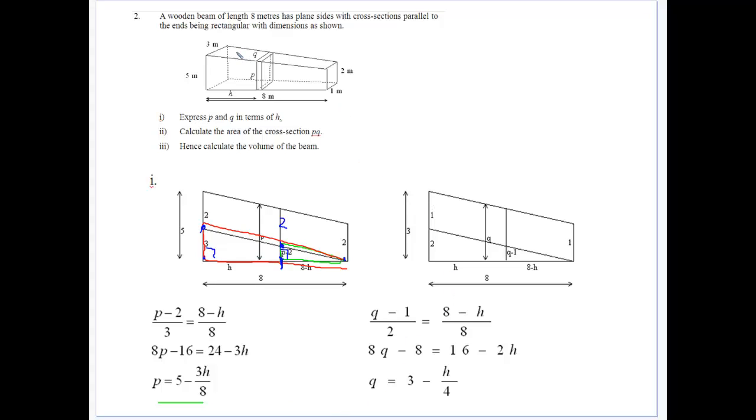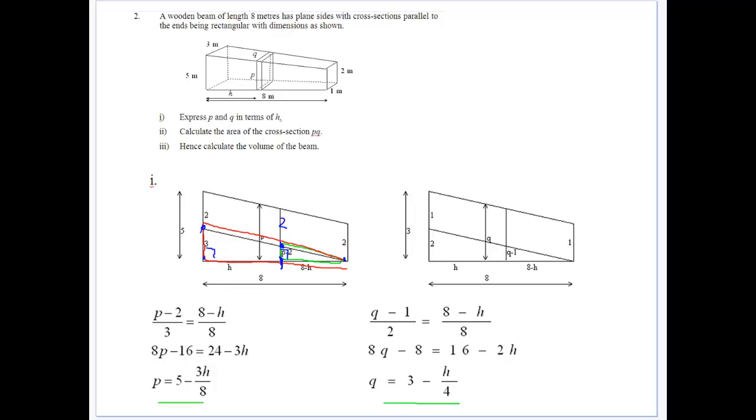We do the same thing for the top when we look there at the side 3 and the side 1. So again, we split it up and we get these triangles. So it's 1 all the way through. So we're just creating a parallelogram there. The distance there is Q, so that would be Q minus 1. We get 2, 8 for the whole thing, and 8 minus h there. So again, we set up our similar triangles, Q minus 1 on 2, 8 minus h on 8, and then manipulate that down to get our expression for Q.